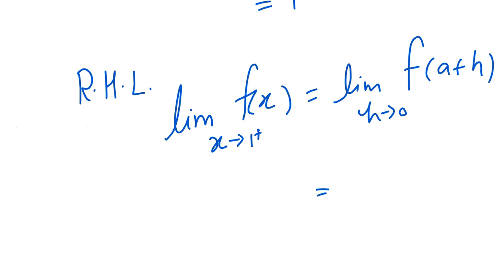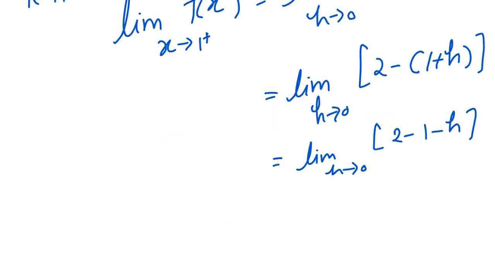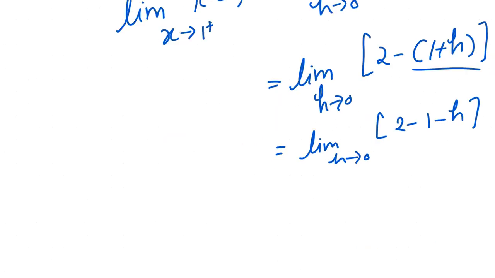So let us find the limit as h tends to 0. In f of x, we put a plus h, meaning 1 plus h, is equal to the limit as h tends to 0 of 2 minus 1 minus h. Are you getting me? Yes, ma'am. When we open the bracket, obviously we will get both values negative. So 2 minus 1 is 1, minus 0.